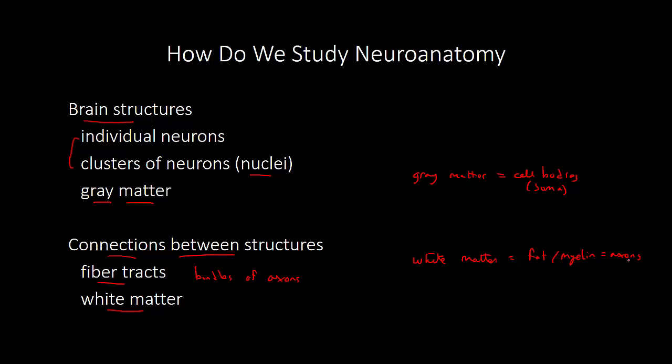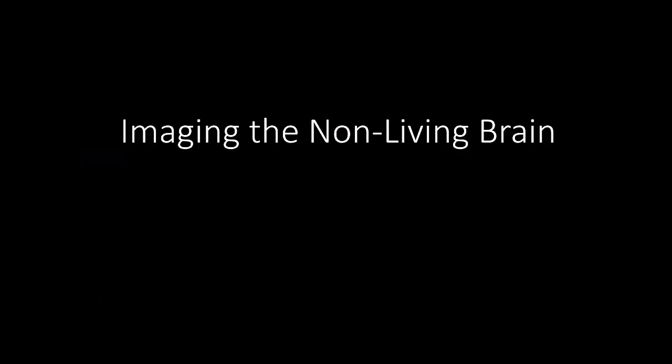Now, we study all of these separately. There are different techniques to study the larger structures. You can use your naked eye, but mostly we'll need a microscope in order to see things like individual neurons. Fiber tracts are a bit harder to study, and figuring out where they go is a lot more involved. We know less about that in a human than we do these other things.